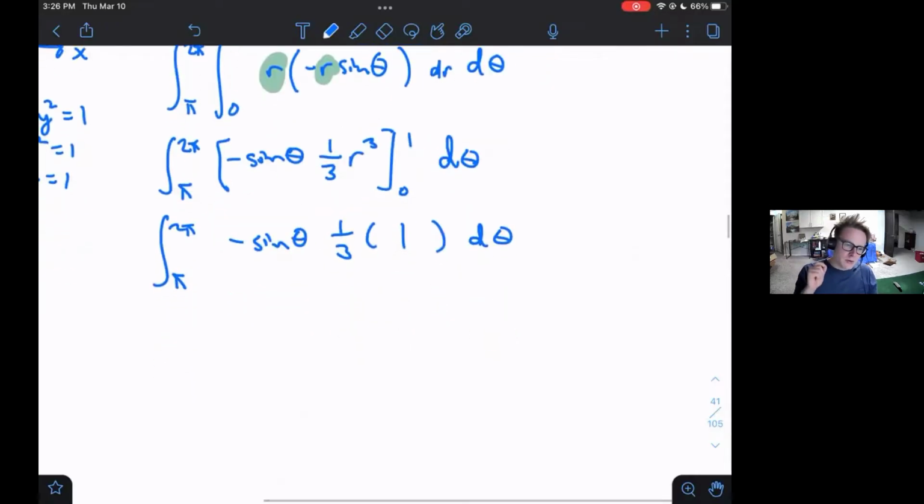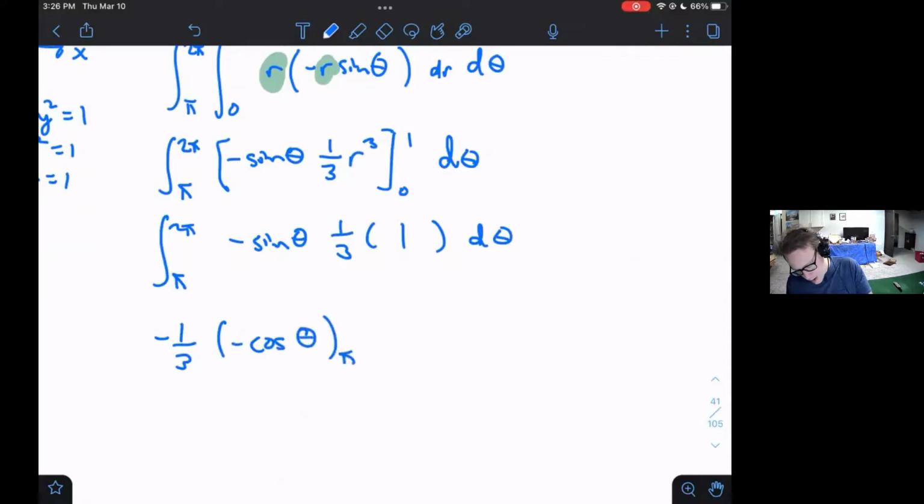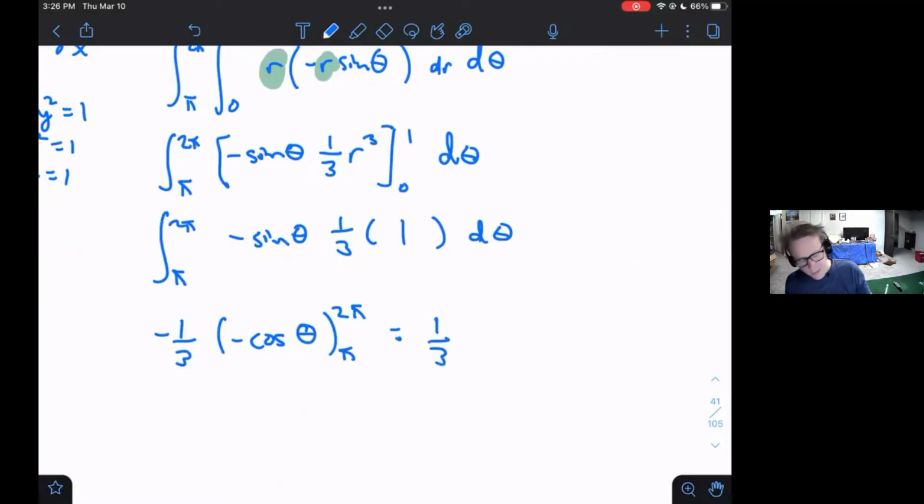Lastly, if I integrate with respect to theta, I have this negative 1/3 that's along for the ride here. And when I integrate sine, I get negative cosine, which I need to evaluate from pi to 2 pi. Negative and a negative, so that's going to be positive 1/3. When I plug in 2 pi into cosine, I'm going to get 1. And I need to subtract away when I plug in pi. Cosine of pi is going to be negative 1, so minus a negative 1, that's the same thing as plus 1. And so I get a final answer of 2/3.